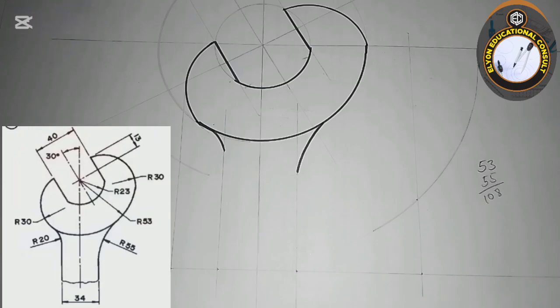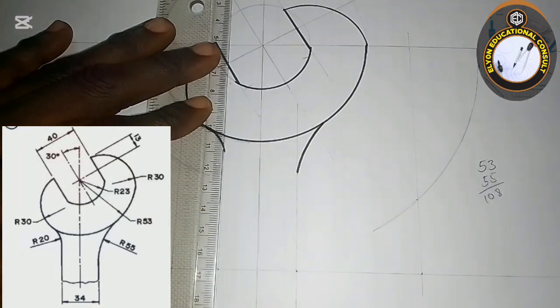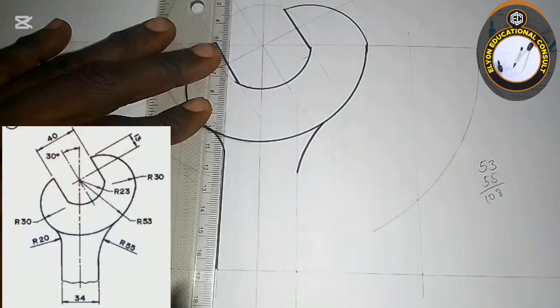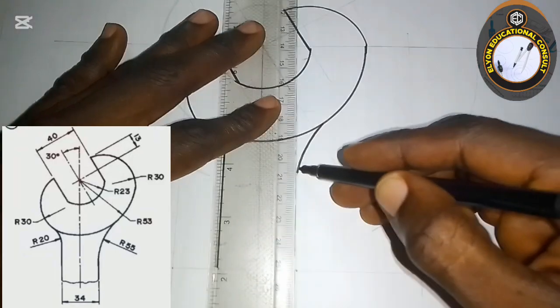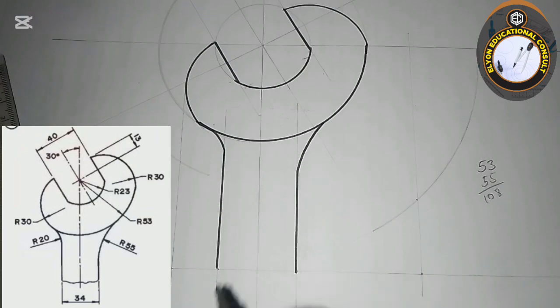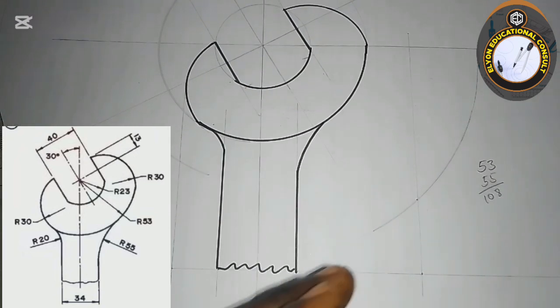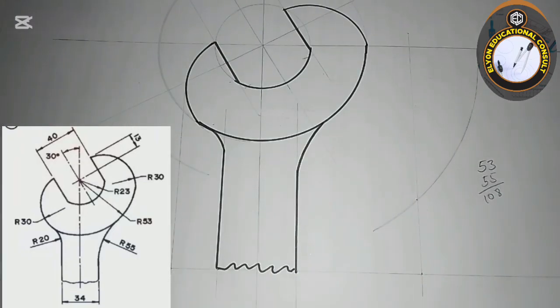So the next thing I'm going to do now, from this part where it is holding it, I will just produce a vertical line down this way. Then from this other side as well, I'm going to produce a vertical line this way. Then we have this part here to show that the spanner is broken like this, like you can see here. I hope this is clear.